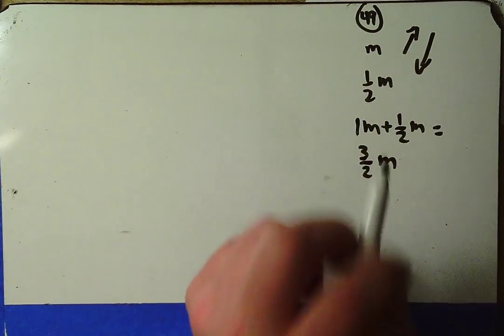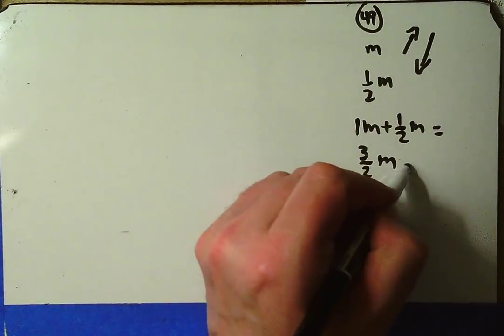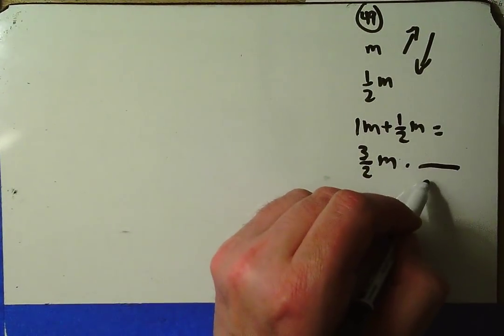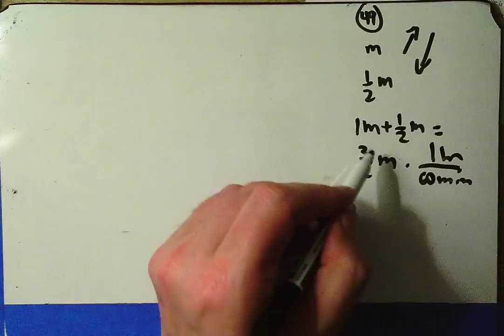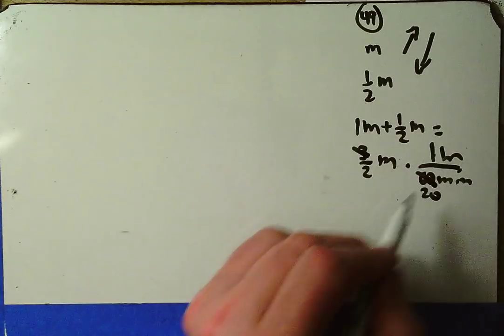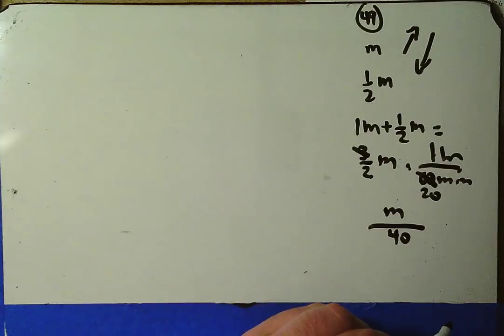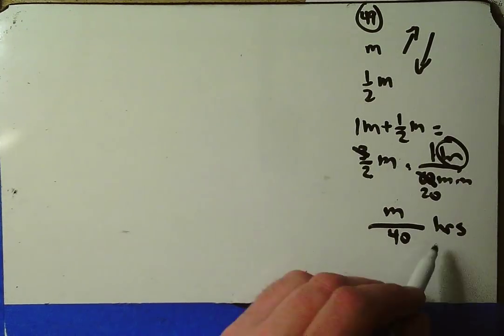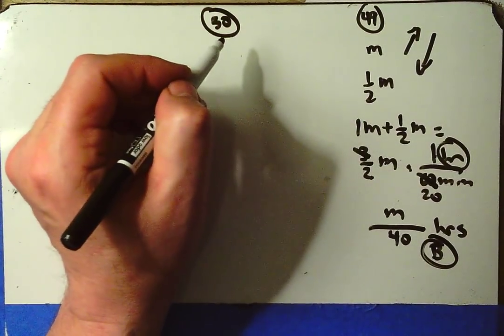But that's a number of minutes. And here the question says, what's the total time in hours? So I have to get rid of minutes. I know that there are 60 minutes in 1 hour. And so I can do some canceling here. And I get m times 1 over 2 times 20 minutes. I'm sorry, hours, because those are my units now. And m over 40 corresponds to choice B. Okay, 50. Let's take a look at 50.